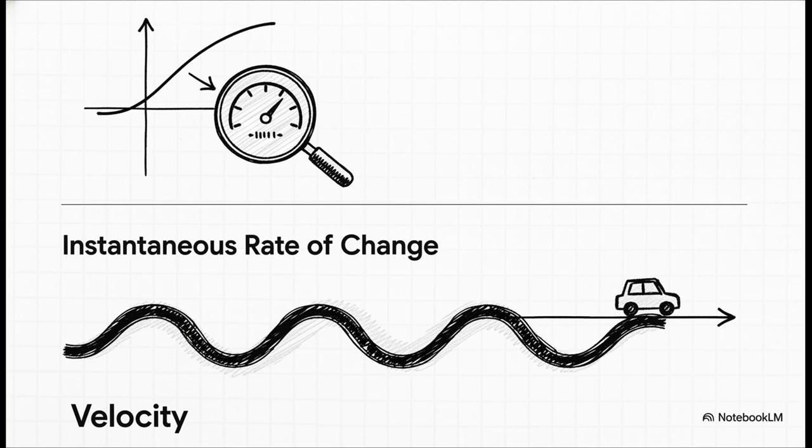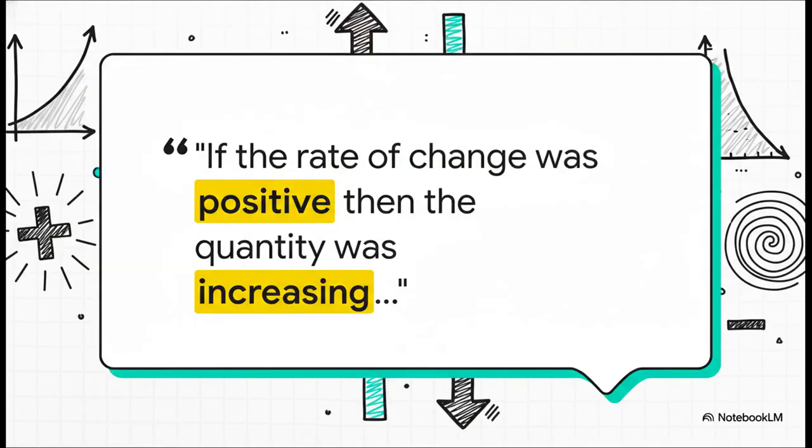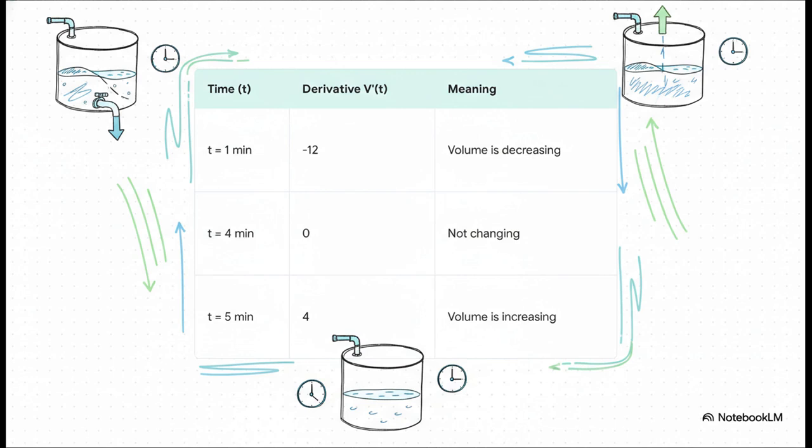And second, to make that even clearer, if you have a function that tells you where an object is, its derivative tells you its velocity. Not its average velocity, its instantaneous velocity. How fast is it going right now? And here's a super simple rule of thumb. Just look at the sign. Is it positive or negative? If the derivative is positive, your thing is increasing, going up. If it's negative, your thing is decreasing, going down. It's really that straightforward. Let's put this to the test with a real example.